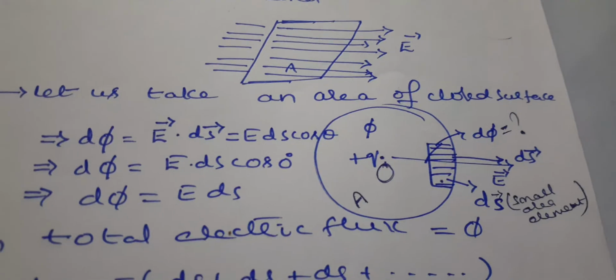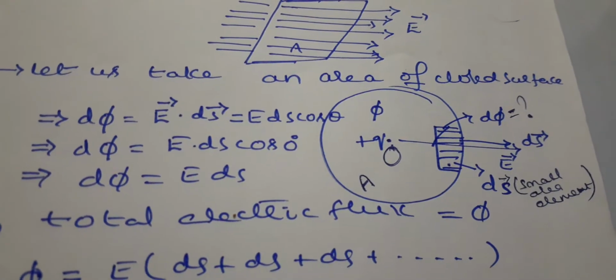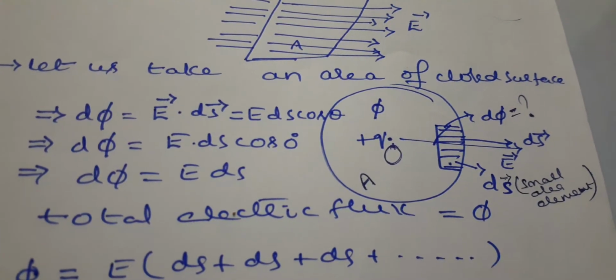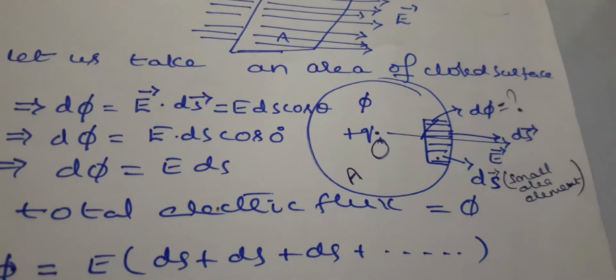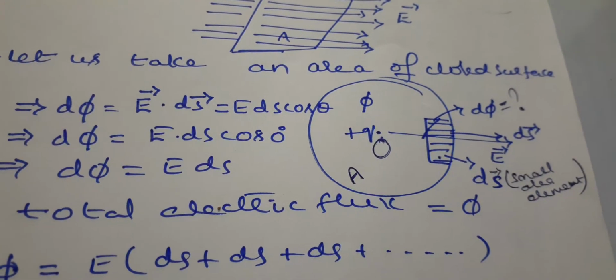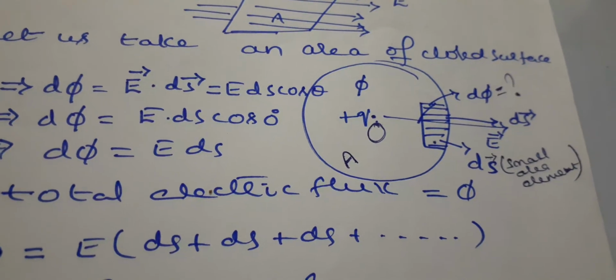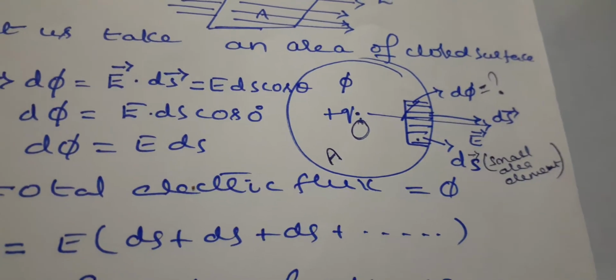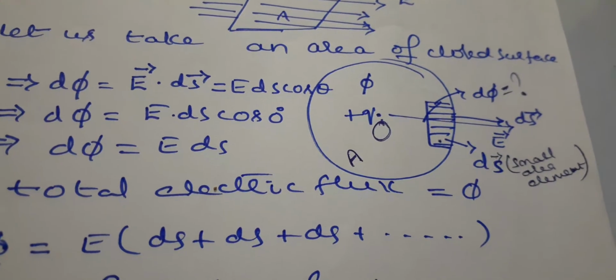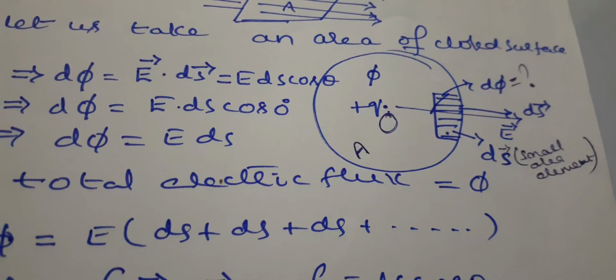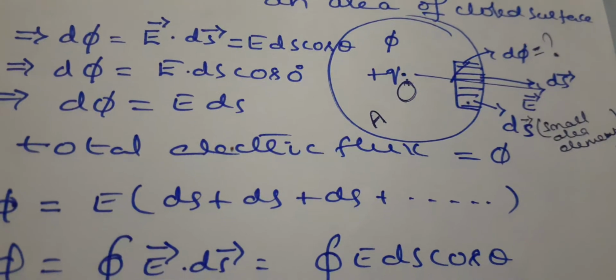Similar to that, the electric flux present in that small area dS bar is written as E bar dot dS bar. From the dot product we can write E dS cos theta. But dS bar and E bar are parallel, so the theta value is 0. So d phi equals E dS cos 0. Then d phi equals E dS.